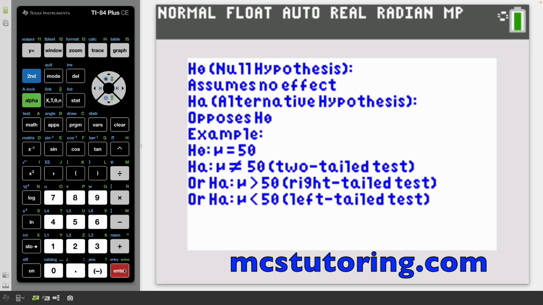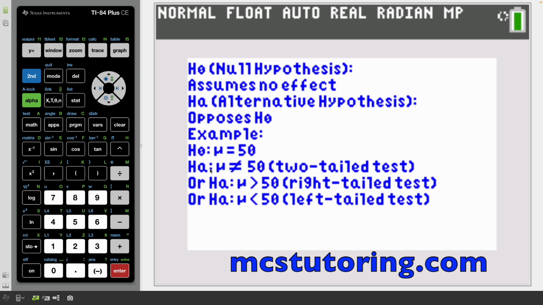Yes, so let's talk about null and alternative hypothesis. So this is H sub 0. I can't do a subscript too easily. And the variation is the alternative hypothesis, which is H sub A. So H sub 0, null hypothesis, assumes there's no effect, like basically no change in something. H sub A is the alternative hypothesis, which opposes H sub 0. So let's say the example of null hypothesis is that mu is 50.